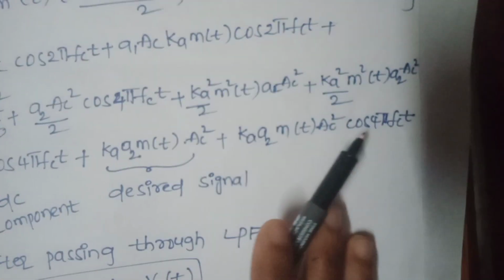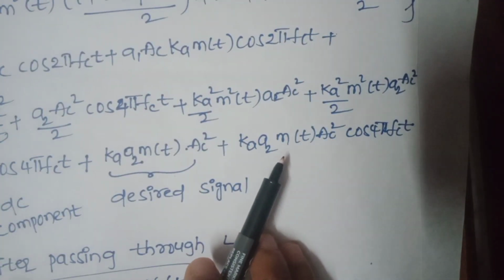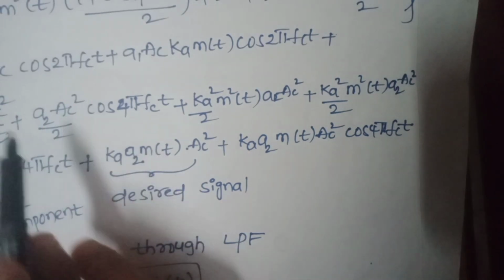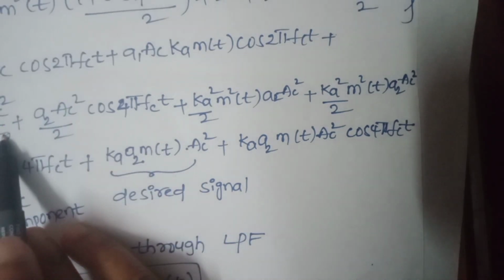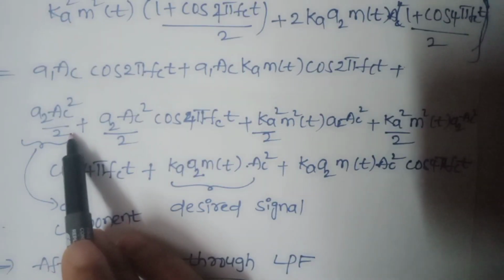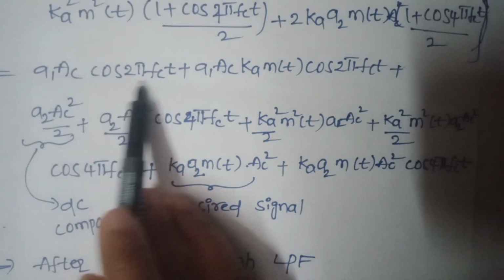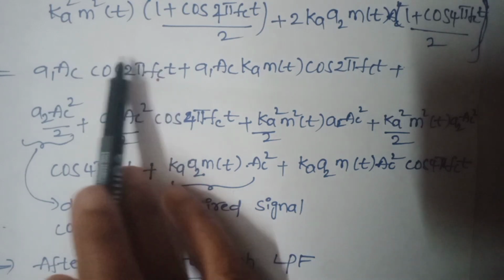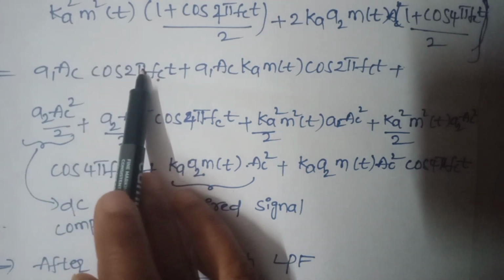Okay, so here we know that m(t) is the message signal, the modulating signal, so that is Am cos 2πfmt. Okay, so here this a2 ac²/2 is the DC signal. And a1 ac cos 2πfct, this one is the fc term. The fc term is a high frequency term, so this will be rejected by our LPF. Okay, not allowed by the LPF filter.